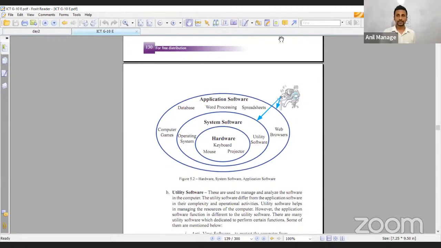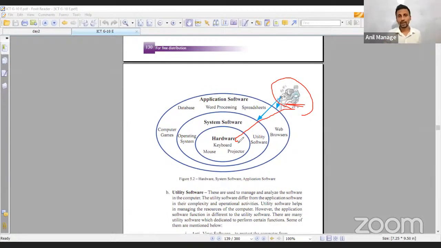Now, the user is here. You can see the user is here. So the user cannot directly access the hardware. As an example, a printer is hardware. Now I want to print something. So can I give the command directly to the printer? I want to print this.